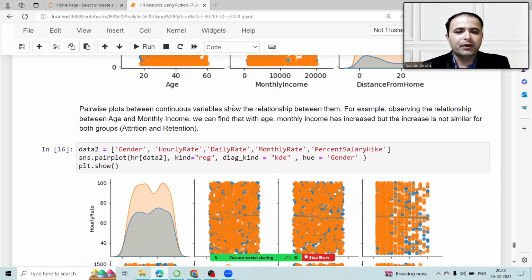So a pairwise plot between continuous variables shows the relationship between them. For example, observing the relationship between age and monthly income, we can find that with age, monthly income has increased. So we are finding the relationship between age and monthly income. Is there any relationship between age and monthly income? Does monthly income depend on age or not? Second thing, we can find that with age monthly income has increased, but the increase is not similar for both groups, attrition and retention.